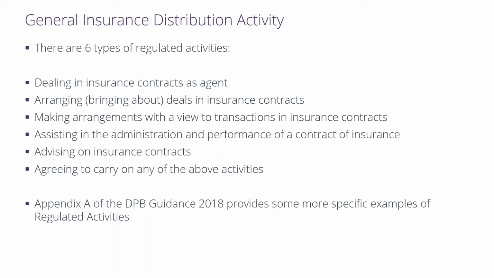Fifth, advising on insurance contracts. This has to be advice, not information. For example, a firm makes a recommendation on a particular insurance policy. For advice to fall within this provision, it must, firstly, relate to a particular contract of insurance. Second, be given to a person in their capacity as an insured or potential insured. Third, be advice intended to result in a particular action or change. And finally, relate to the merits of a person buying, selling, subscribing for, or underwriting a contract of insurance.